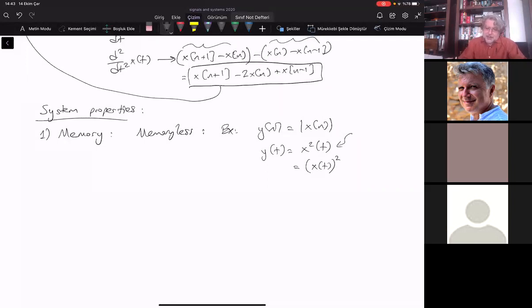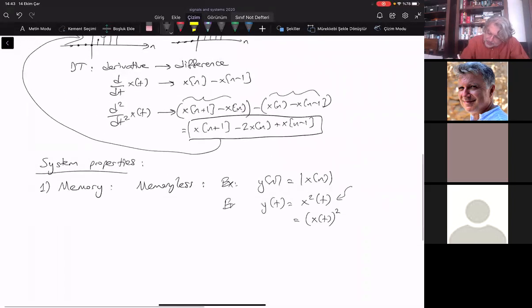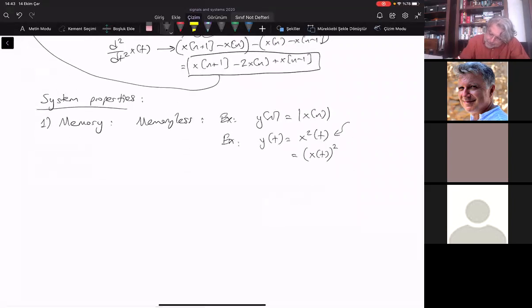So these are typical memoryless examples. Another example may be y(t) is equal to cosine of x(t). This is also memoryless because it only depends on the value of x(t) at time t. But all other systems will be with memory.